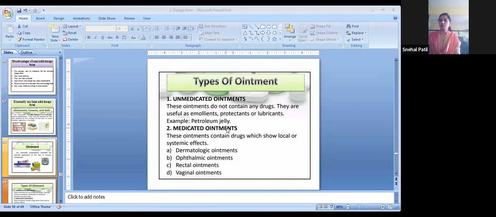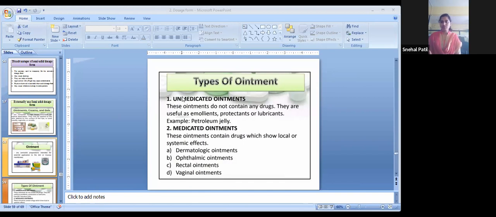So the example of that unmedicated ointment is petroleum jelly. The second is the medicated ointment. This ointment contains a drug which shows a local or systemic effect. In that: dermatological ointment, ophthalmic ointment, rectal ointment and vaginal ointment. These types are examples of the medicated ointment.